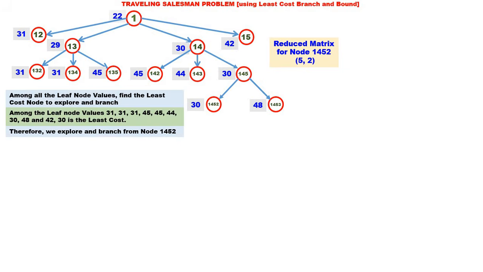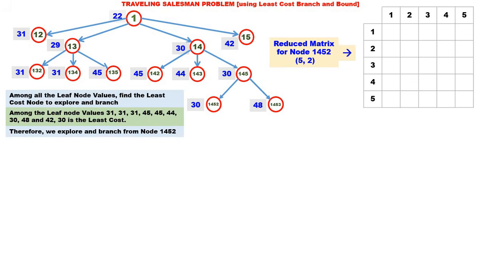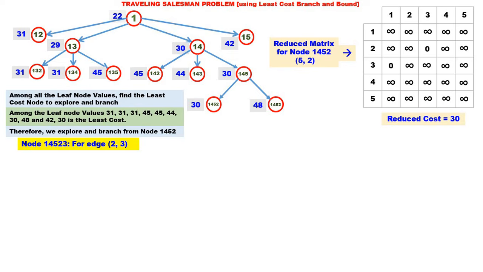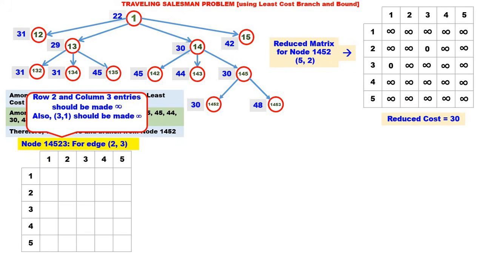Therefore, we just write down the reduced matrix for node 1452. Yes, this is the reduced matrix for node 1452. We had made a note and we are writing that. And now, from 1452, there is only one possibility, that is 14523, because only one vertex is remaining. The edge is 2, comma 3.